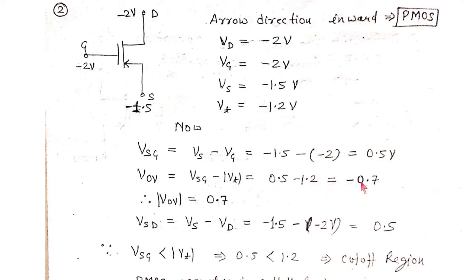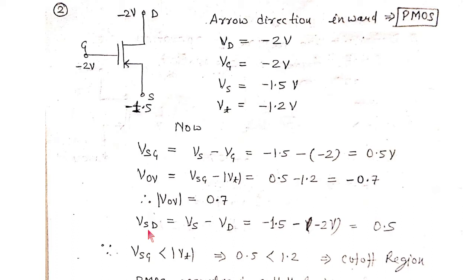1.2, that is minus 0.7 volt. So we can see that the overdrive voltage, magnitude wise, is 0.7. Okay, 0.7 overdrive means it is positive. Positive means the device is off. Sorry, we cannot say that. V overdrive is minus, so the device is off.